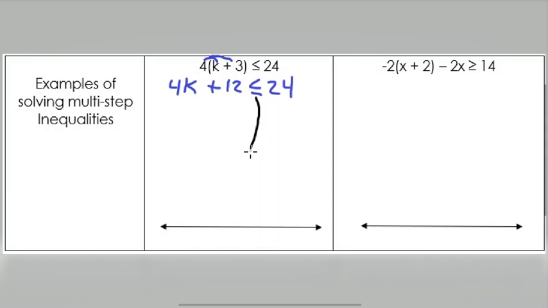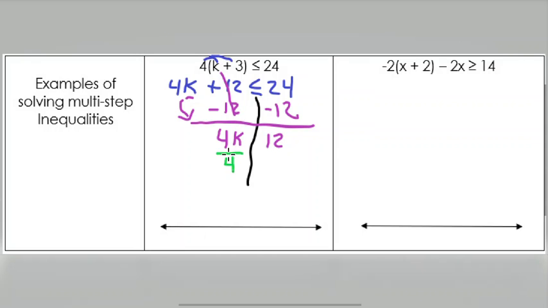And now I can make my line to separate the two sides of my inequality. So I still want to get this k by itself. So I'm going to get rid of this 12, and I see this is plus 12, so the opposite of plus is minus. So I'm going to do minus 12. And that gets rid of the 12 on this side. And I have to do the same thing to the other side. 24 minus 12 is 12. And I'm still left with this 4k here, so I can bring that down. 4k. So I know a number next to a letter means multiply, so I have to divide to get rid of that 4.